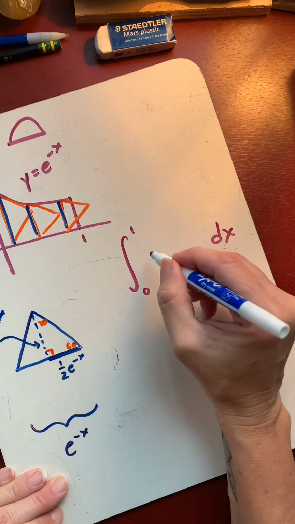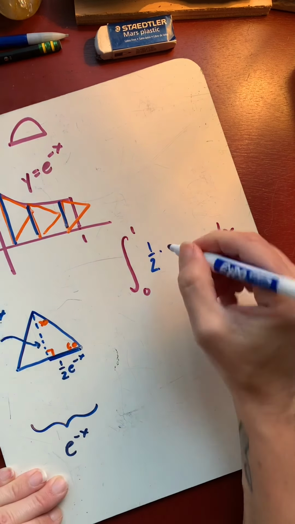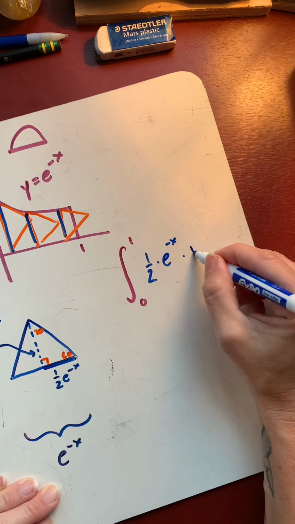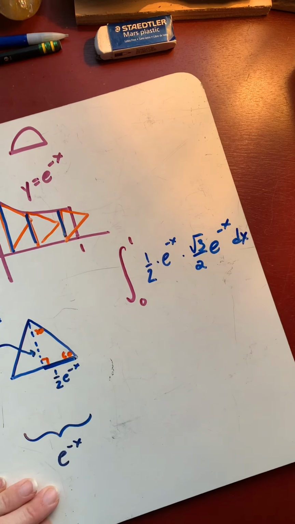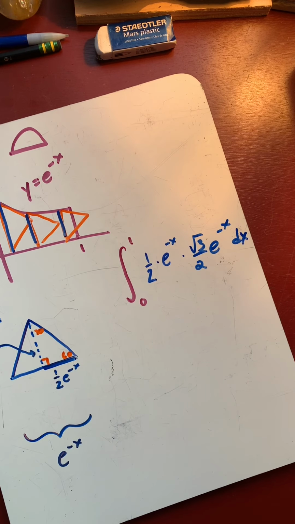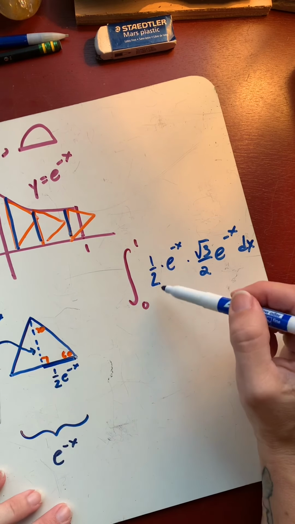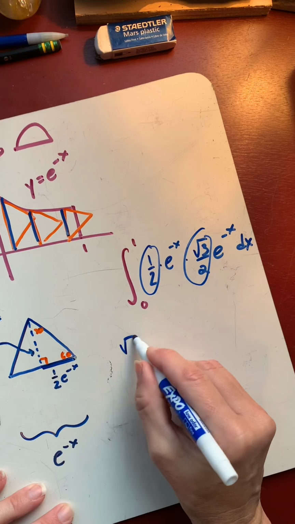So the area of my triangle is going to be 1/2 times the base, the entire base, times the height, root 3 over 2 e to the negative x. There's my integral. They want the exact volume of the solid, so let's see if this should be fairly easy to do by hand. Let's take out the constant.